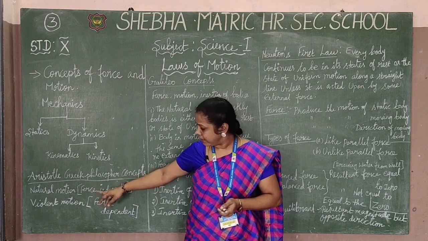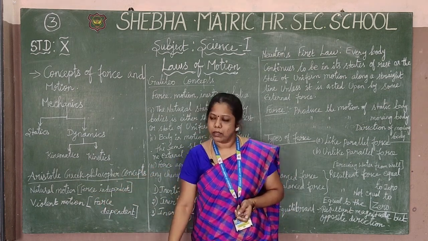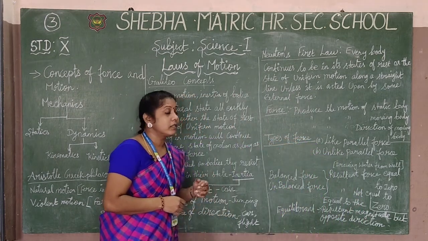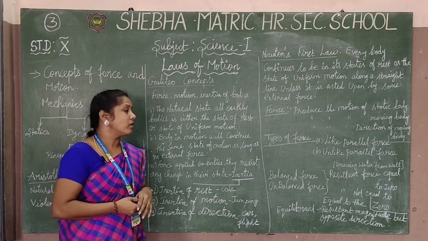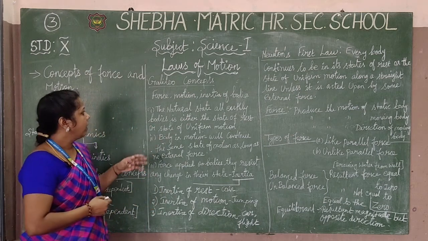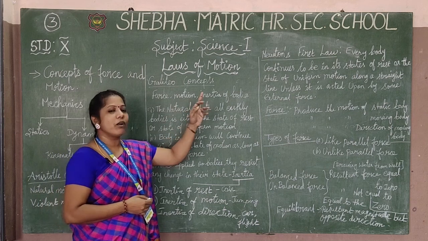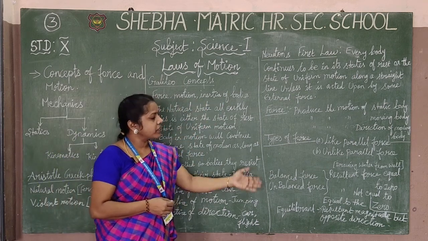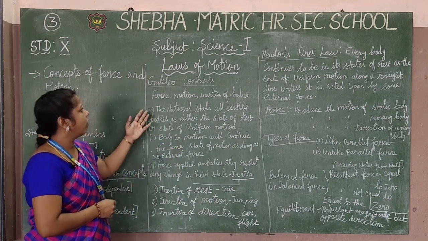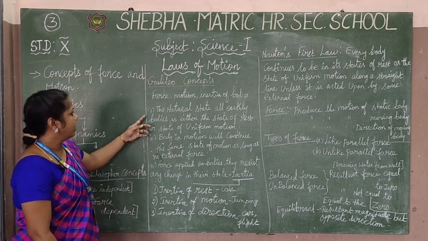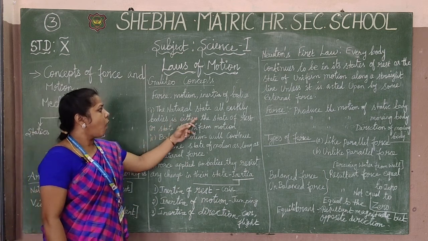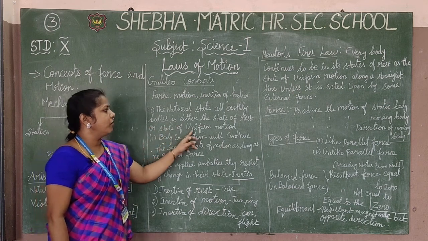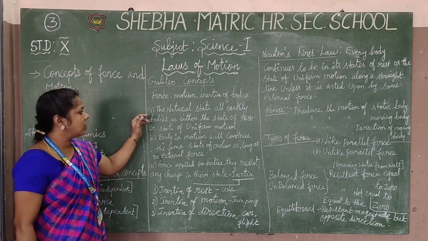Can you understand natural force and violent force? Okay, moving on to the next concept, the next scientist, Galileo. The concept we also have to explain to you is force, motion, and inertia of bodies. Inertia of bodies will be explained in more detail in our further concepts. Now go to Galileo's concepts. First of all, the natural state of earthly bodies is either the state of rest or the state of uniform motion. What do you understand about this point?